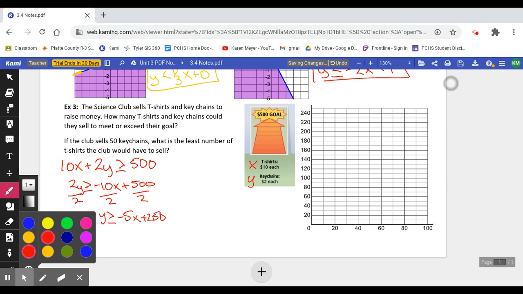So now to graph it, go on the y-axis to 250. And then we're going to go down 5 spots. 1, 2, 3, 4, 5, and across 1.